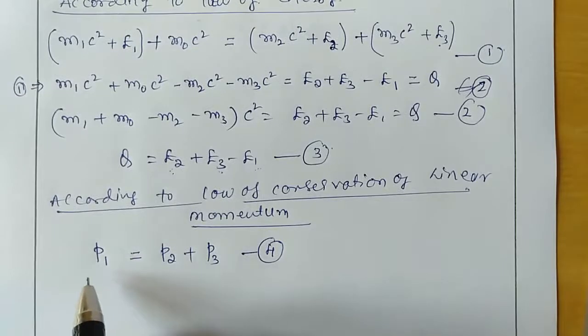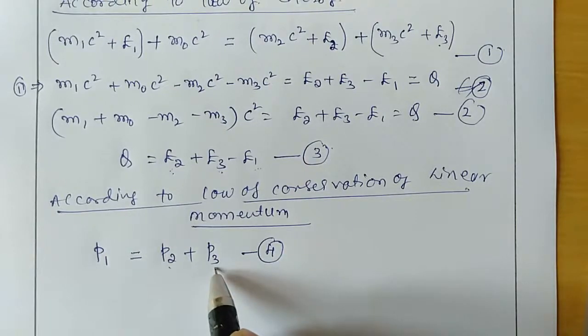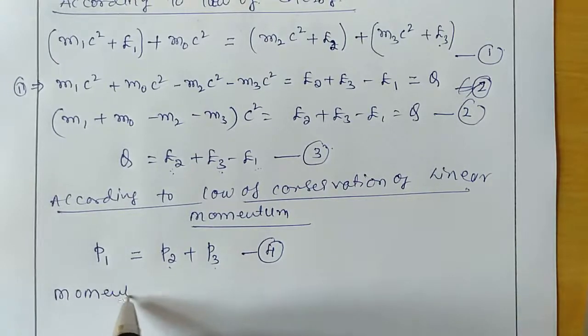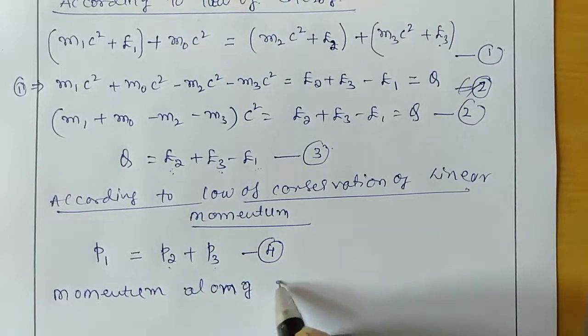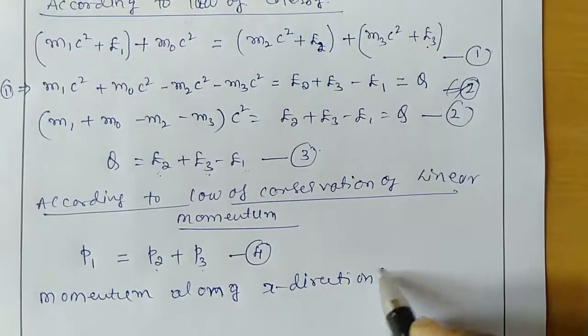Now let us calculate the value of P2 and P3. That is the linear momentum of the ejectile and the linear momentum of the residual nucleus along the x-axis. So therefore that is momentum along x direction, that is components.